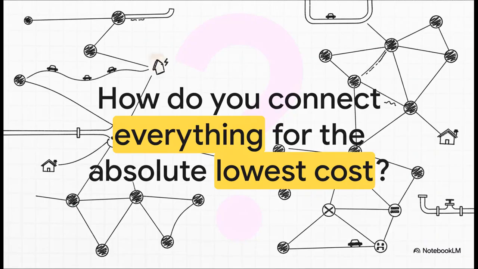Okay, so picture this. You've got a bunch of points you need to connect. It could be cities on a map, servers in a data center, or maybe even houses in your neighborhood. The goal is to link every single one of them together. But here's the catch. You're on a tight budget. So how do you build that network using the least amount of cable or road or whatever it is you're using?